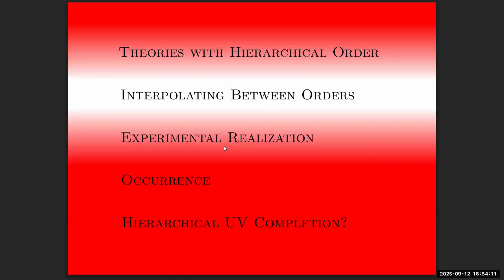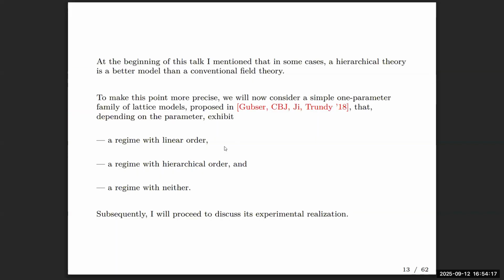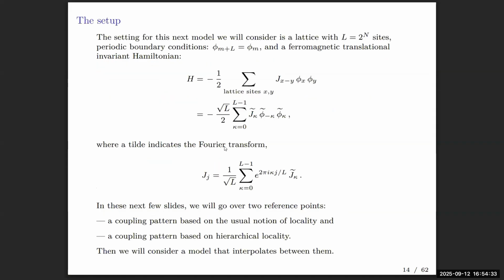All right, so with that, let's try to get slightly more down to earth again. I'm going to write down a very simple model that interpolates between hierarchical and linear order. In interpolating between them, it will pass through a regime that has no kind of order. This model I'll write down is the one where people are actually trying to create it in a lab.